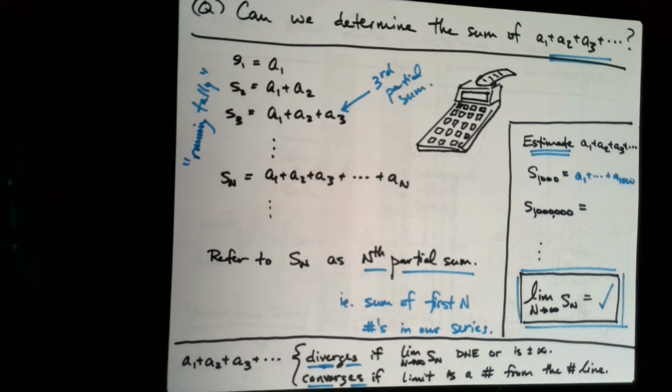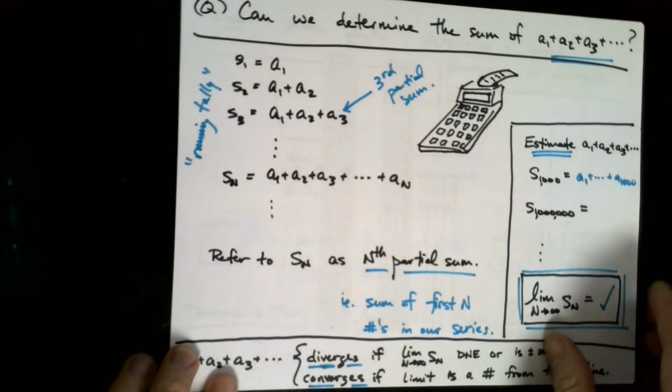Now, since this is a limit, I'd like to recall how every limit can be looked at through the lens of convergence or divergence. So if this limit doesn't exist or is plus or minus infinity, then we will say that our series diverges. Our series diverges if the limit corresponding to its value doesn't exist or is plus or minus infinity. On the other hand, if this limit does exist and is a number from the number line, then we're going to say that that series converges because the limit which establishes the value of the series converges.